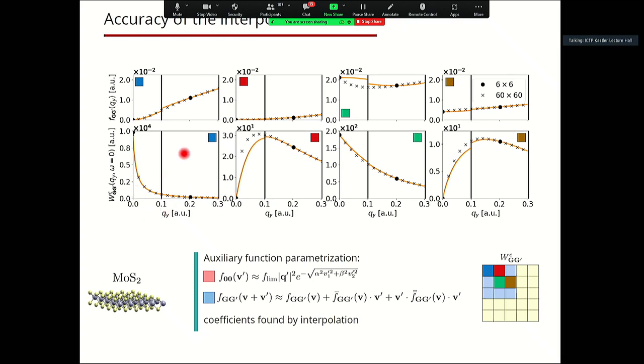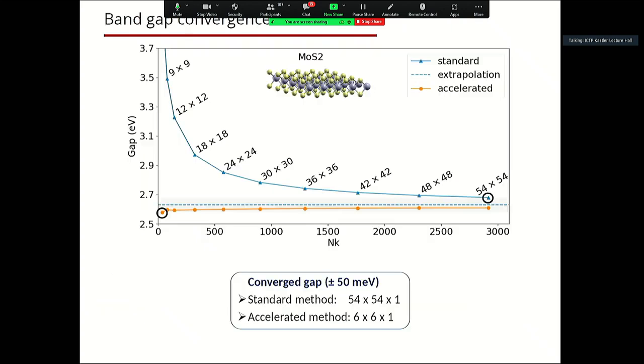Then we can see that the accuracy of the most important point, which corresponds to the long wavelength limit, is accurately described due to the fact that we are explicitly including the analytical trend of the auxiliary function. Thus, we have used a particular expression for this case.